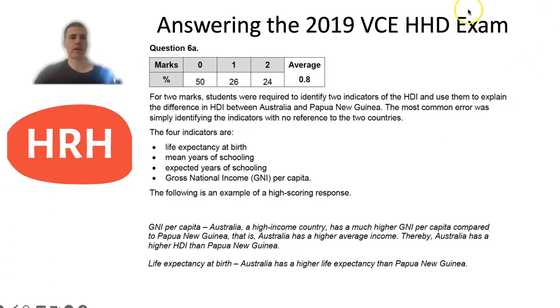You can see that was mentioned in the examiner's report. Even though this question is relatively straightforward, only 24% of the state was able to achieve full marks. The examiner's report mentions that the most common error was simply identifying the indicators without referencing the 2 countries. So if you're ever answering a question that's comparing 2 countries, you need to make sure you reference both of those in your answer. You can see there's a high scoring response there that does that.